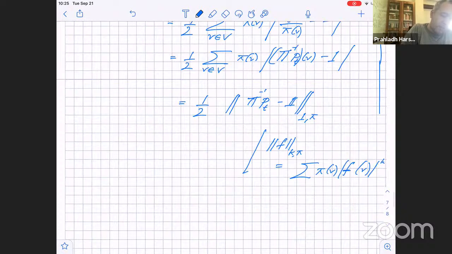Okay. And take the 1 over the kth power of this. That's how the second norm was defined. We are going to define every norm this way. So that's this quantity. Are people with me so far?